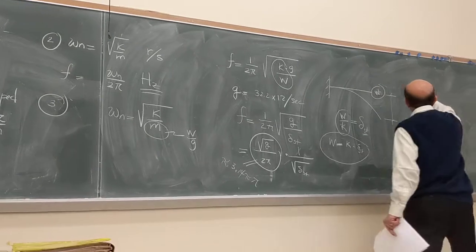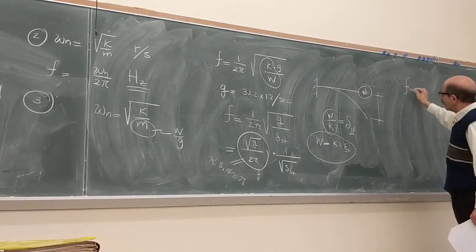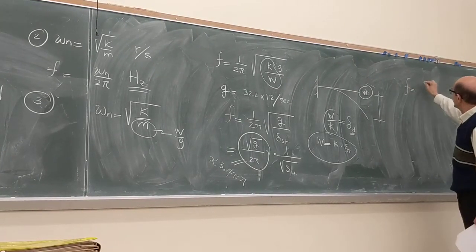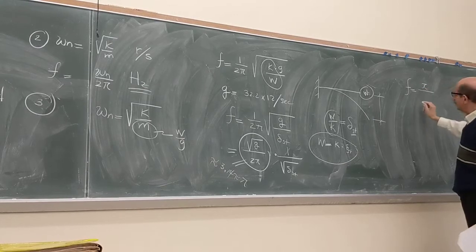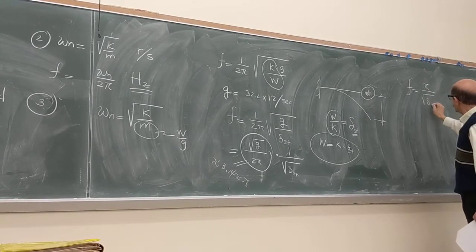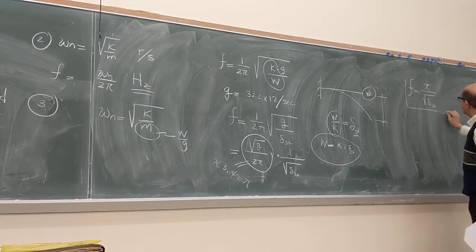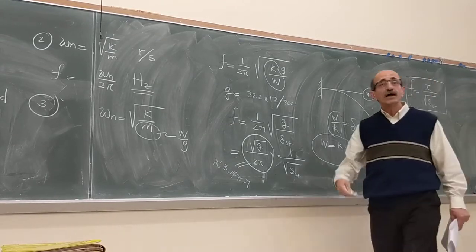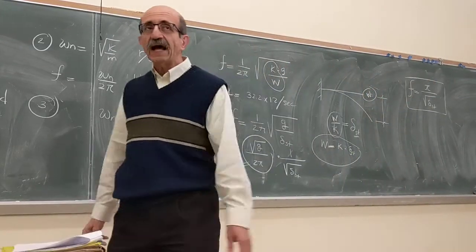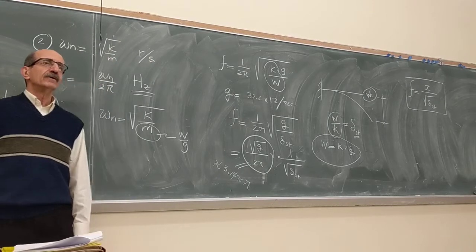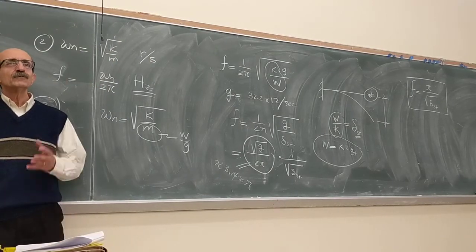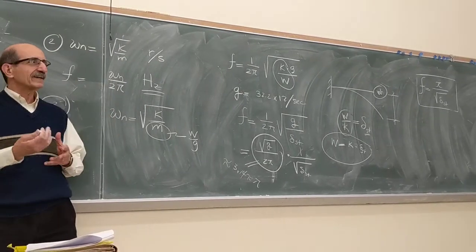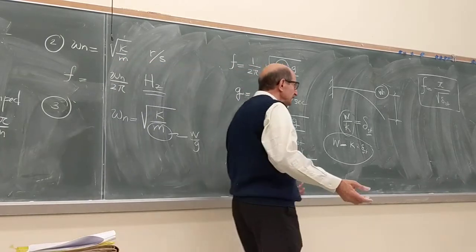So the natural frequency of a system, any system, can be measured, in fact, by knowing the static equilibrium of the system. It sounds kind of complicated, but what does that mean?